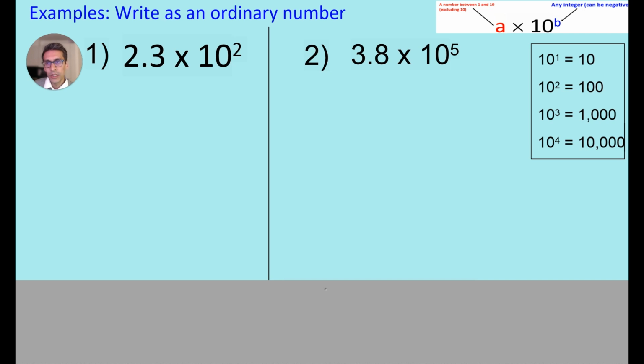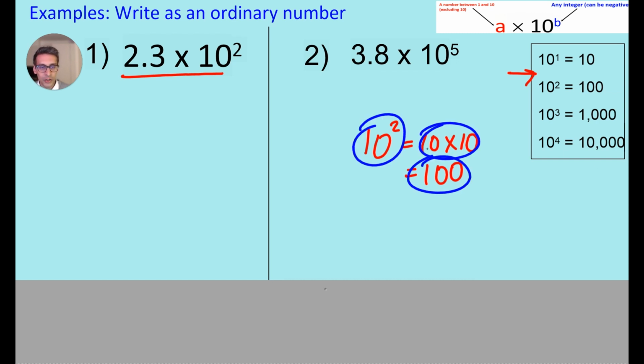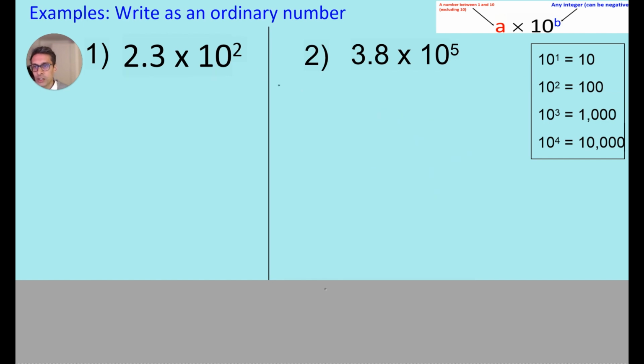Okay, let's see how we can convert from standard form back into normal numbers. Now on the right hand side here in this box you've got a bit of a cheat sheet. You know that 10 squared is just the same as 10 times 10, which is 100. So just different ways of writing the same thing. All three of these things are the same: 10 squared, 10 times 10 and 100. They're equivalent to each other.